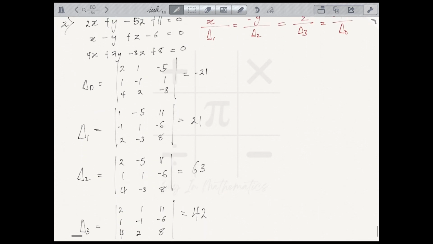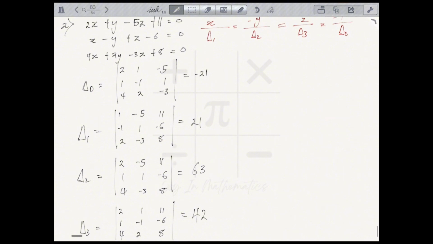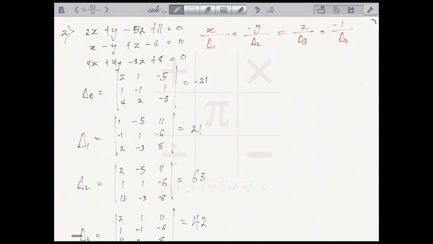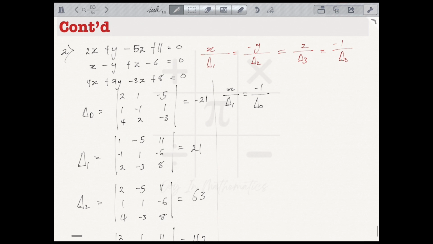Now, having done all this, let us evaluate x, y, and z. We know that x divided by delta 1 is equal to minus 1 divided by delta 0, because we understand from place signs that it is positive, negative, positive, and negative. So my x divided by delta 1, which is 21, is equal to minus 1 divided by this, which is minus 21. And simplifying this, we have x equal to 1.